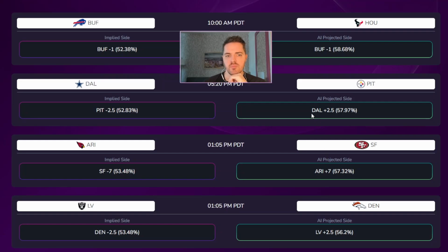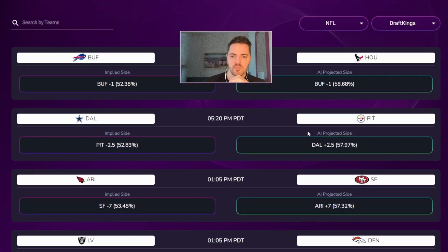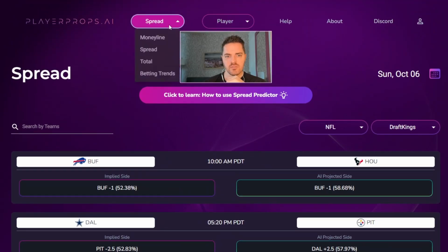So maybe we go Buffalo money line from the money line predictor. Maybe we do the Dallas spread from the spread predictor, but also that's what I was talking about in the money line predictor. So Buffalo money line, Dallas plus 2.5, and then let's look at the total here real quick.